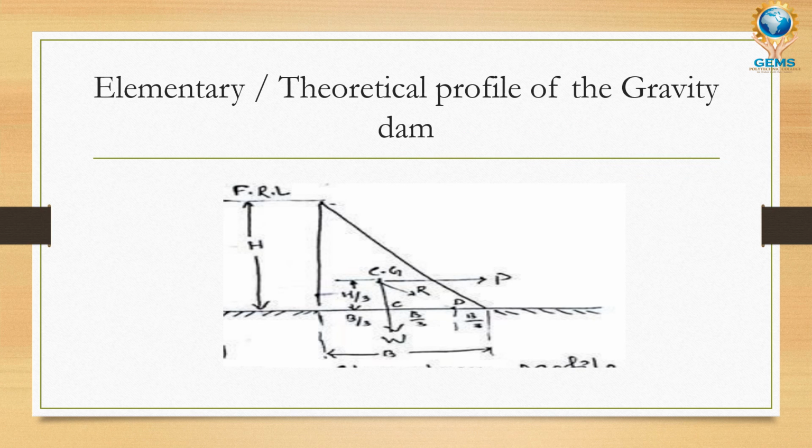I have explained the same thing in this slide also, the elementary and the theoretical profile of the gravity dam. You can see the live diagram of this: how the pressure is going to act and how the resultant force R is generated at the CG portion, and how the pressure P acts, and W acts at a distance of B by 3, in the anti-clockwise direction and the clockwise direction too.